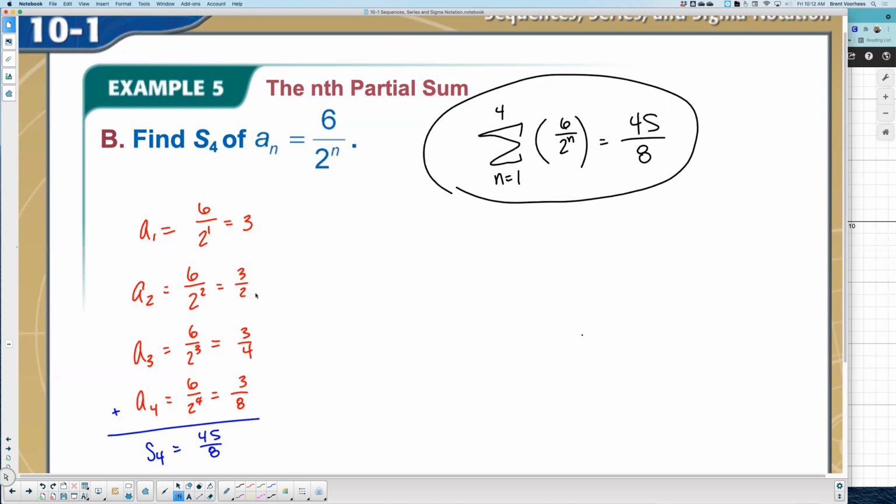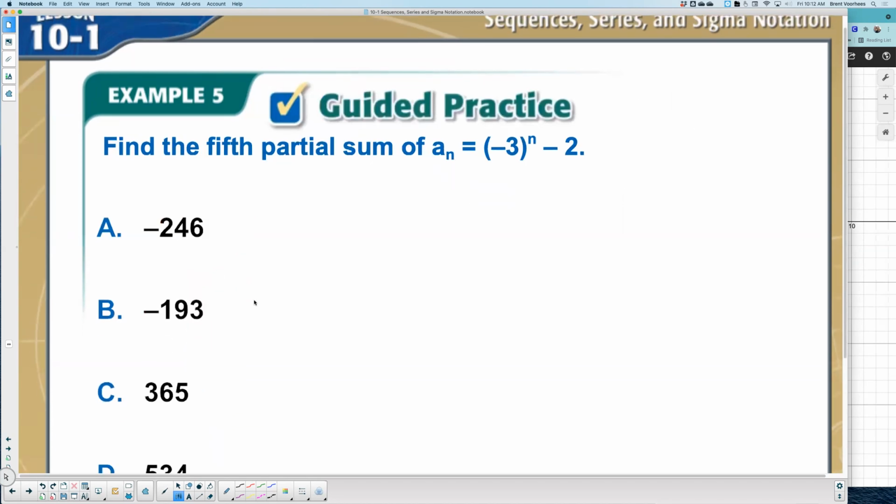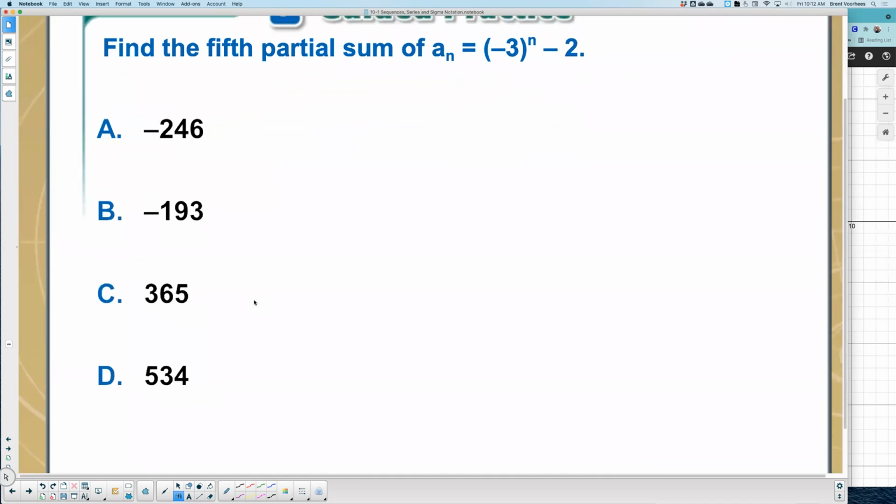Yes? You sure? All right, your turn. I want you to find the fifth partial sum. I would just use the calculator if I were you, because it does not make mistakes. The calculator replaces the sigma, I should say. The sigma replaces an equals. That's what gets removed, and you use the sigma instead, and it'll solve it for you.